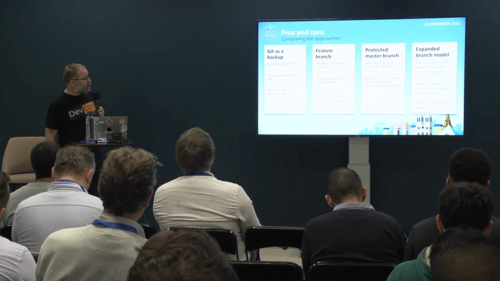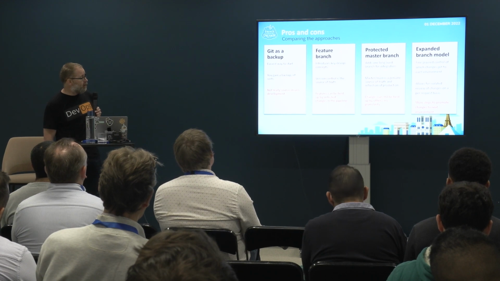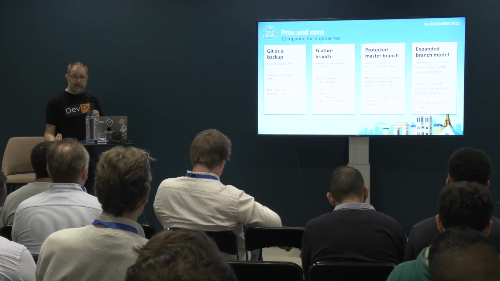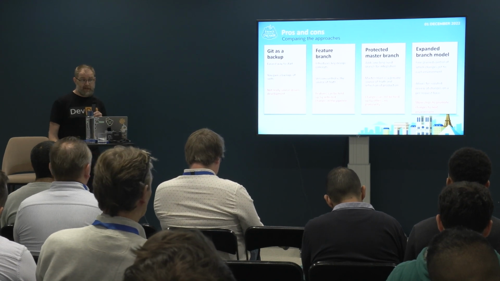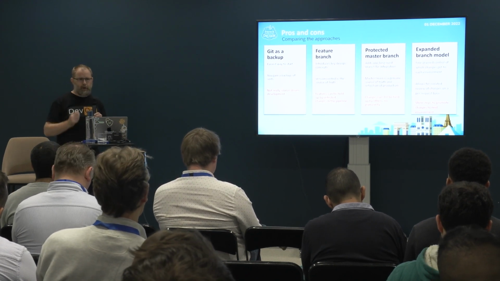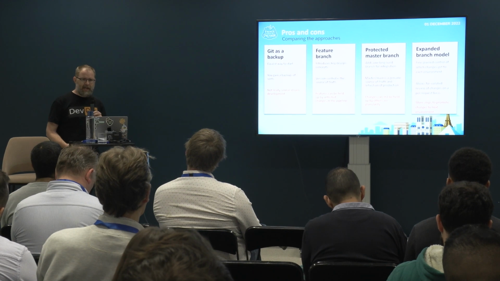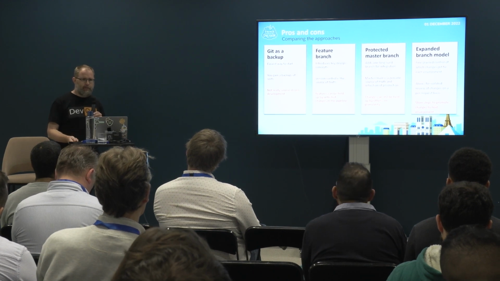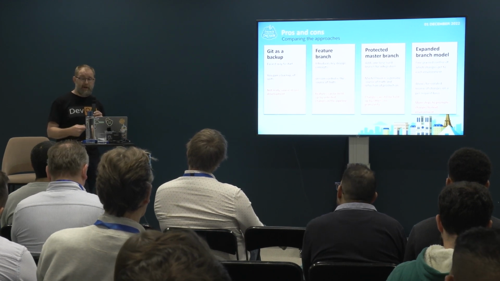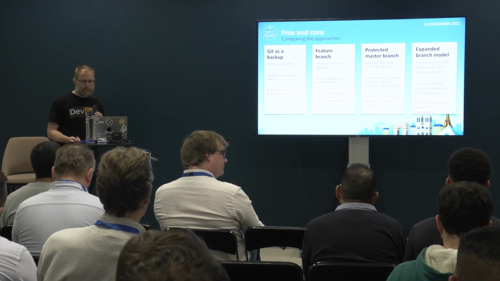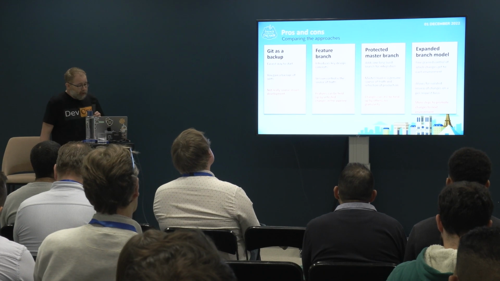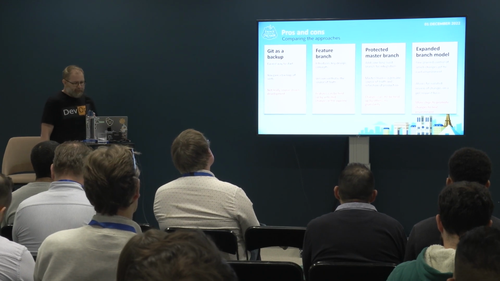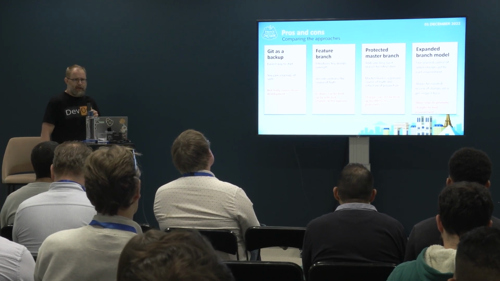The same sort of applies with the protected master branch. What that does bring to the equation, though, is the ability to have more robust test processes, more review, more testing, and it doesn't actually make it to your main or master branch prematurely before it's actually been signed off and reviewed. And then finally, we talked about the expanded branch model, which brings elements of all of the others together.